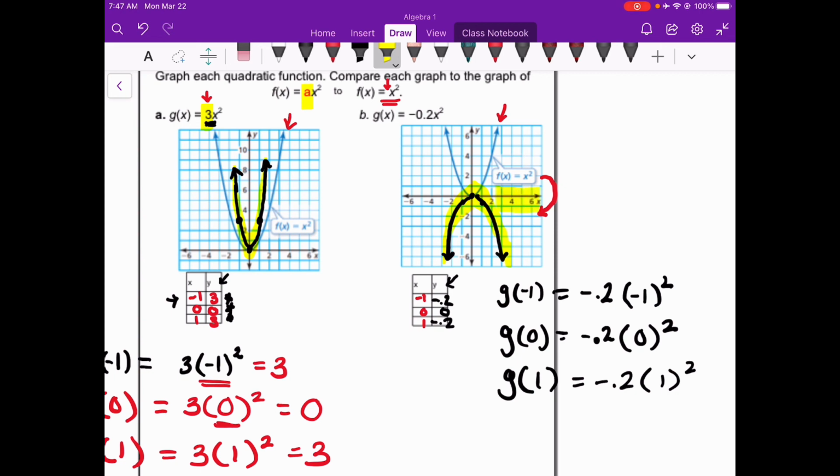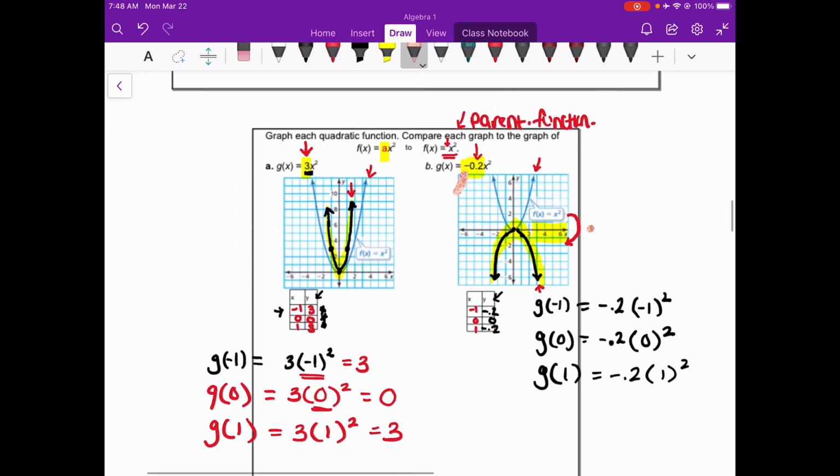Okay? Now take a look at the numbers, make your noticing. This 3 is bigger than 1. The graph got skinnier, more narrow. This graph, the second one, we had a number smaller than 1. The graph got wider. We also had a negative. The graph reflected over the x-axis.